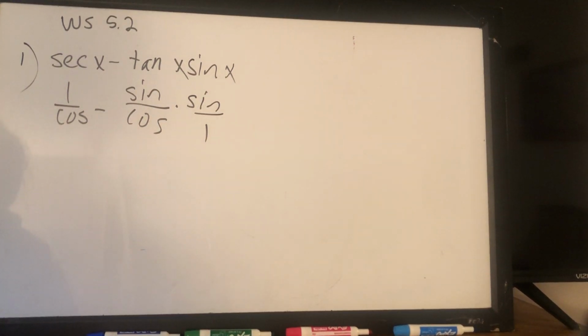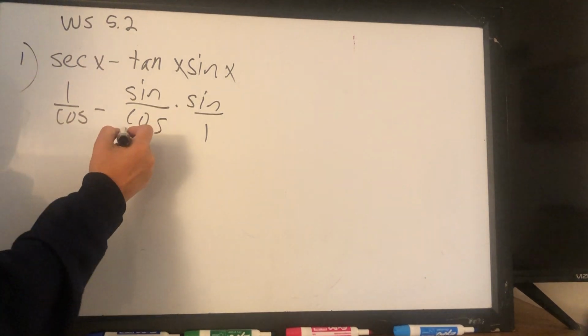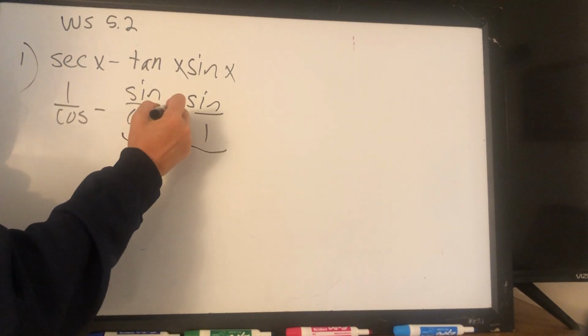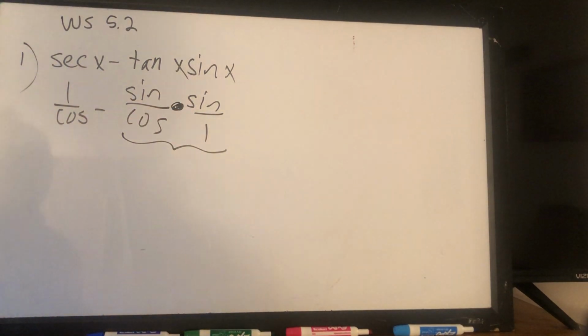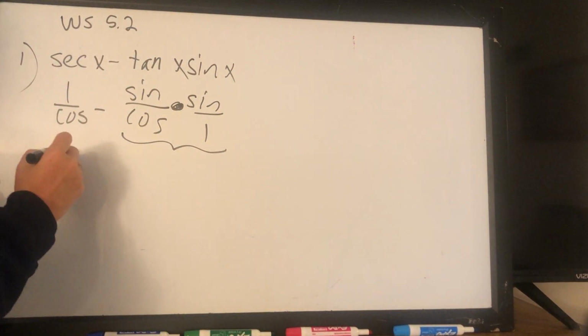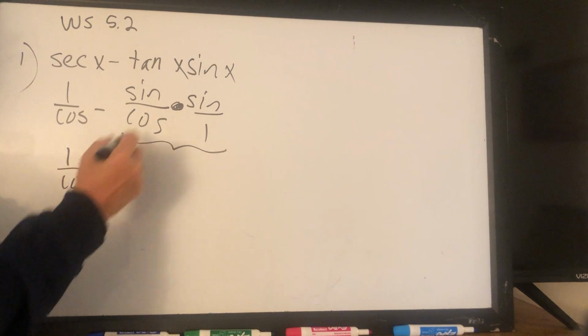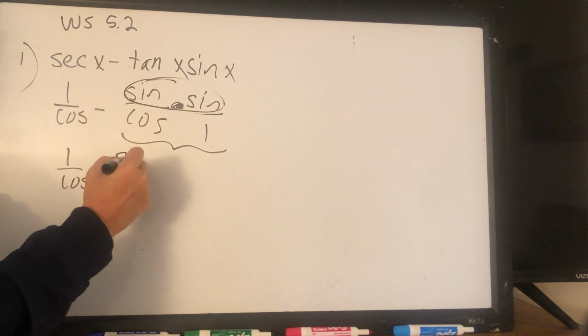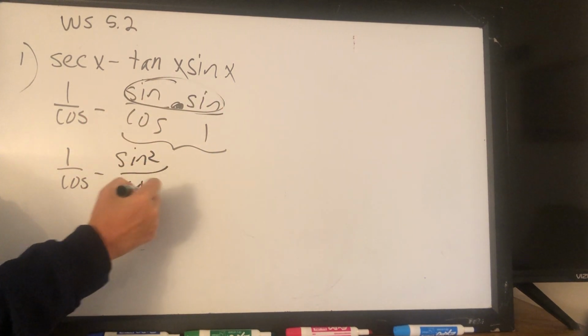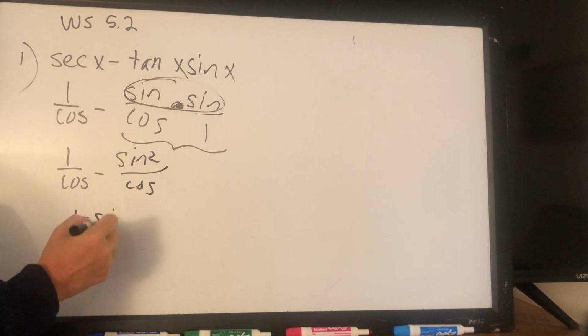Okay, these you can combine because they're multiplied. They do not need a common denominator. Nothing can cancel because the signs are up top. So you get 1 minus cosine minus sine squared over cosine. Common denominators, you get that.